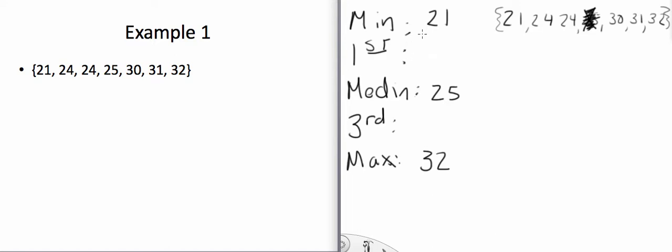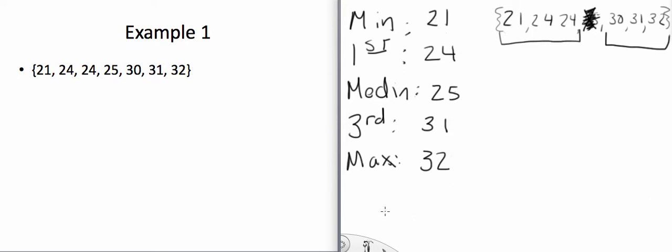If we remember from our definition, the first quartile is the median of the first half. Here is our first half of our data. The median of that data here is 24. So my first quartile is 24. I have a second set of data points here. This is my second half. The median of the second half is this middle number here, which is 31. So we have our 5 numbers here.